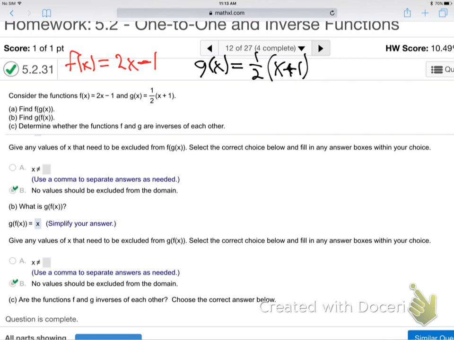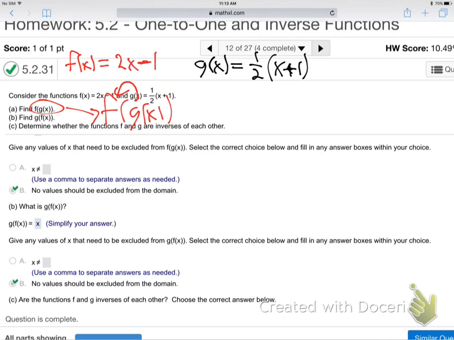So, what do they want me to do? Well, first off, they want me to do the composition. That was last night's homework, right? Composition, plug in one function into the other. We can do that. So they want f of g of x, they say right there. F of g. So that means put g into f. Remember, it's always right to left with functions. So that means g plugged into f.